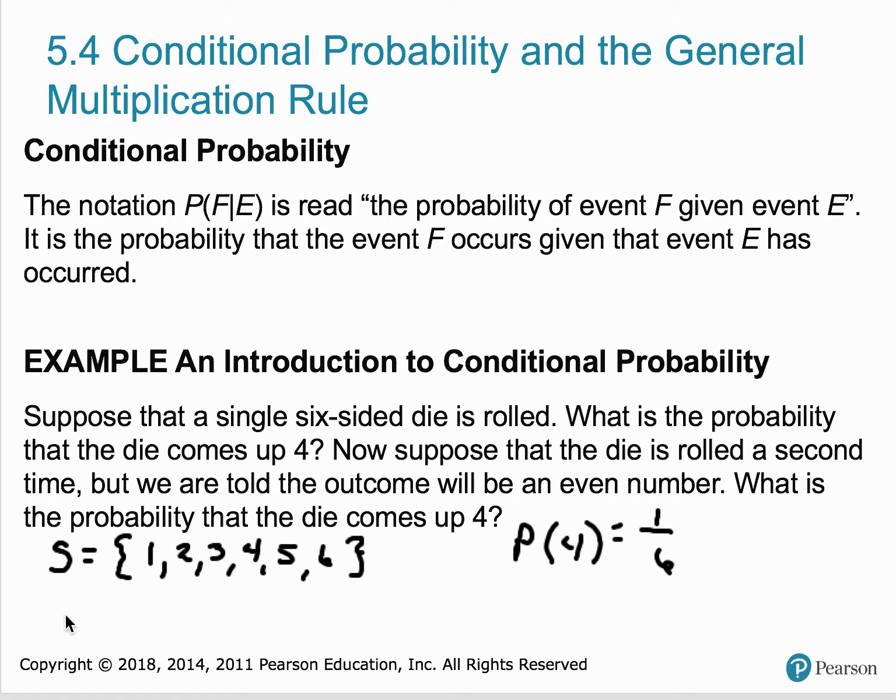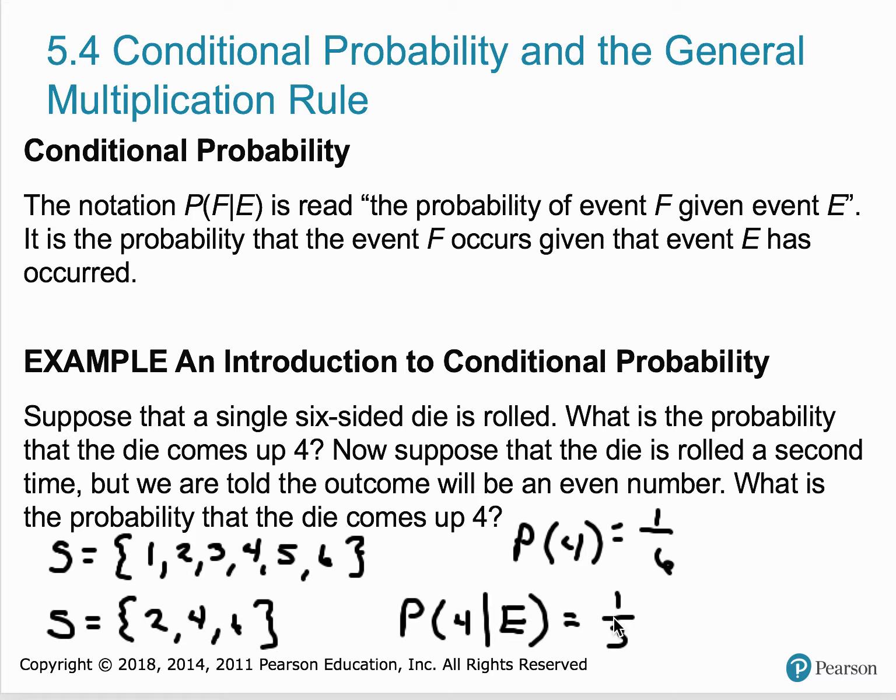But now let's look at the second question. What's the probability that we're going to get a 4 if we know it's an even number to start with? Given that it's an even number, our only choices to get the 4 are 2, 4, and 6. So the probability it's a 4 given that you know it's even is just 1 out of 3. Okay, totally different. This is called a conditional probability, right? Because you know some condition beforehand.